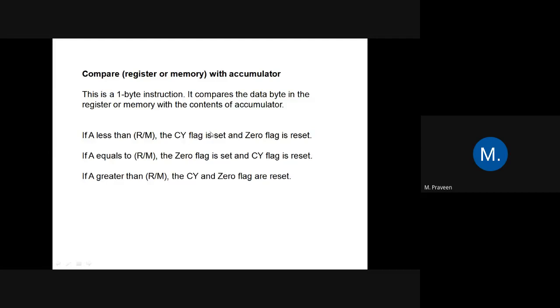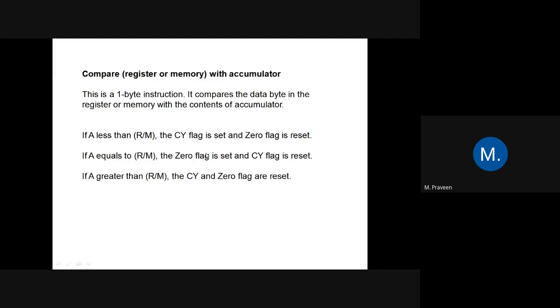So carry 1 means the carry flag is going to be set and the 0 flag is going to be reset. The second condition is if A is equal to B. So if A is equal to B, both are the same value, so there will be no carry. The carry flag is reset here, but the 0 flag is going to be 1.